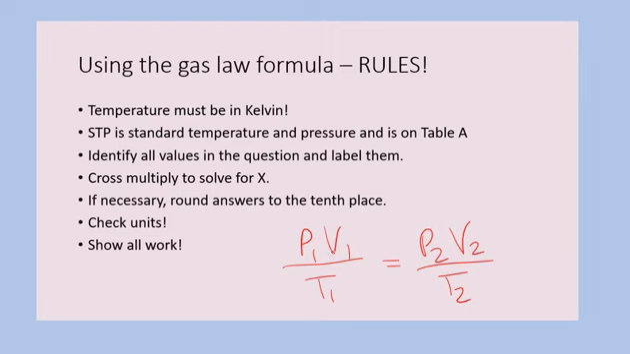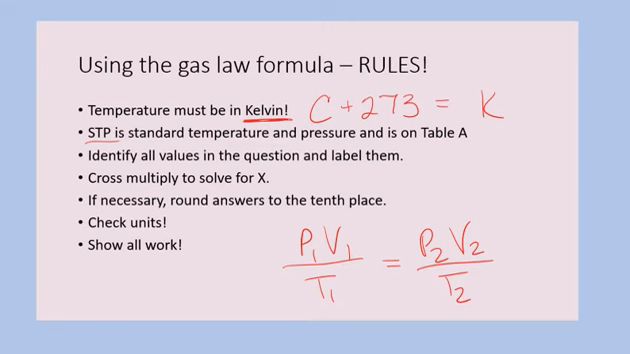Gases are affected by pressure, volume, and temperature, and you can change any of these factors and see how it affects the other and actually calculate it. Some important rules: make sure the temperature is always in Kelvin. If you're given Celsius, you've got to add 273 to give you a temperature in Kelvin. STP refers to standard temperature and pressure, and those values are on Table A.